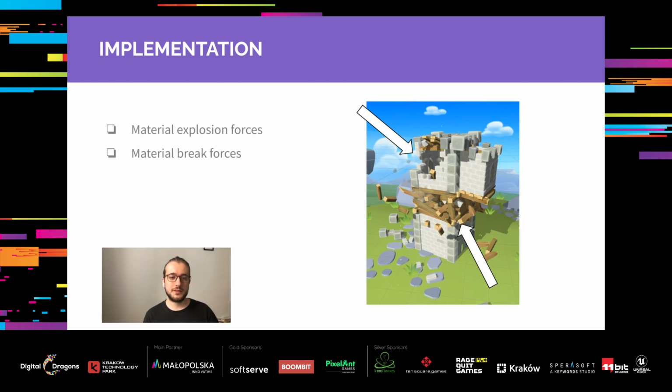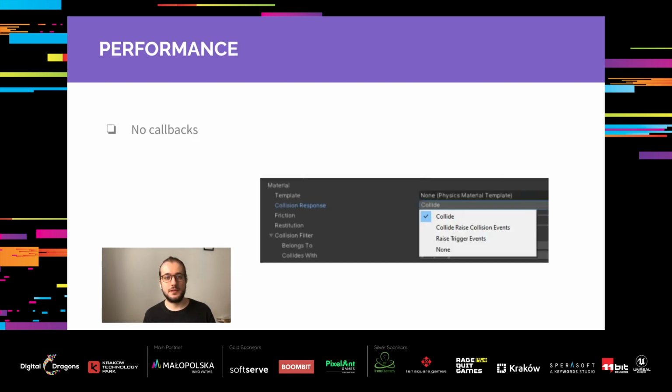But of course, the hardest part of this project was not creating a realistic building simulation. It was to achieve performance on mobile devices. And what we found out in ECS was that we can create colliders without callbacks, without collision events, which saved us a lot of overhead.